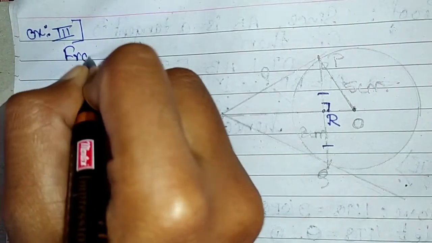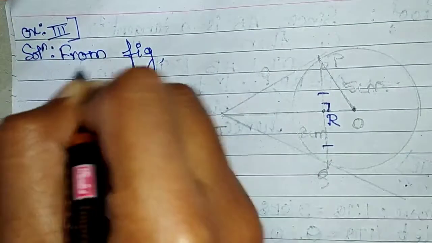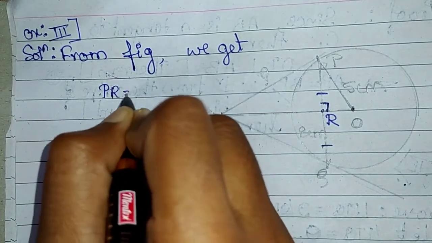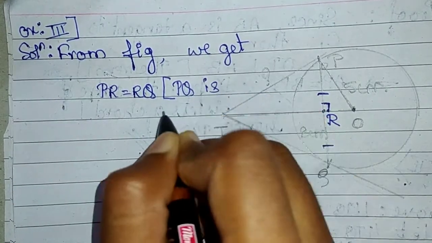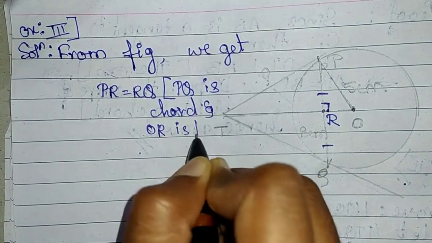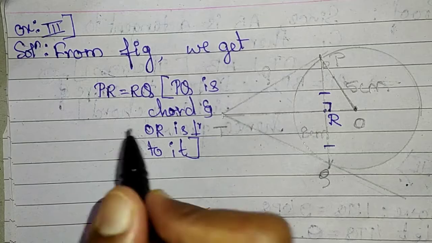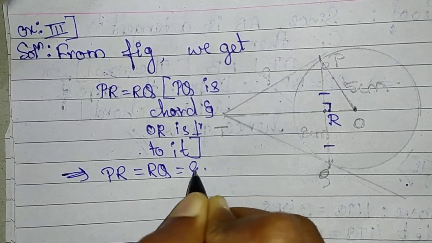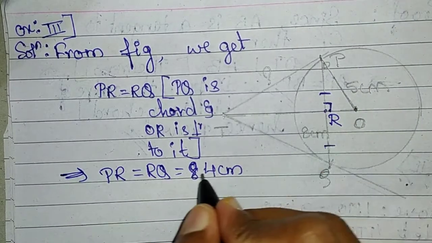Solution. From the figure we get PR is equal to RQ, because PQ is a chord and OR is perpendicular to it coming from the center. This implies PR is equal to RQ is equal to 4 centimeters, because the whole length of PQ is 8 centimeters, and half of that is 4 centimeters.